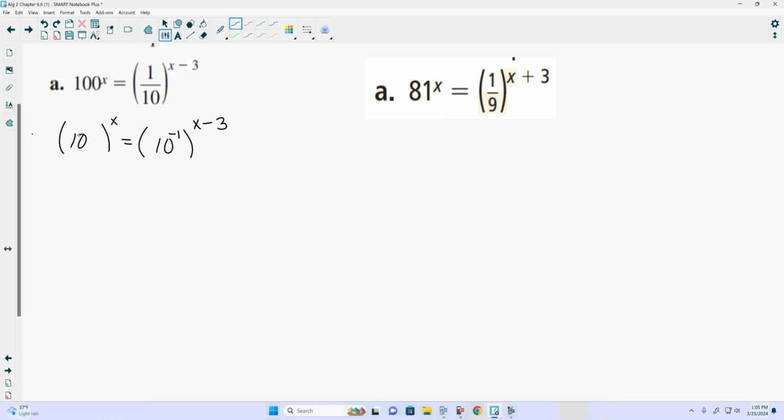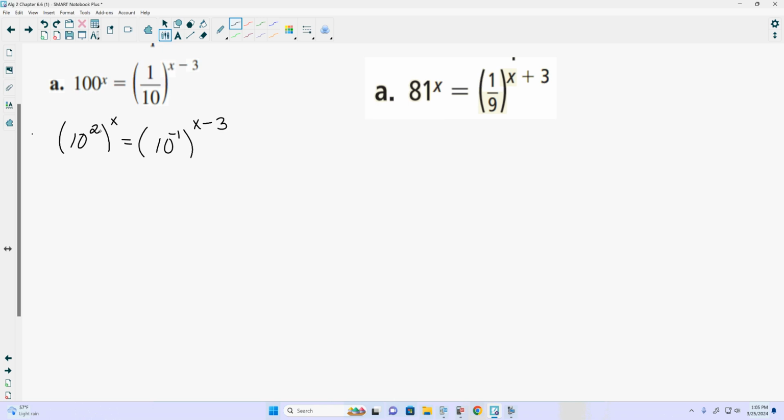Now we do need to rewrite 100 as 10 to a power. Okay? 10 squared, 10 to the second power. Questions on how we did this here? Are the bases the same? Yeah, and that's the main goal, because if we can get the bases to be the same, then the exponents have to be equal. Now before we set them equal to each other, powers of powers multiply.